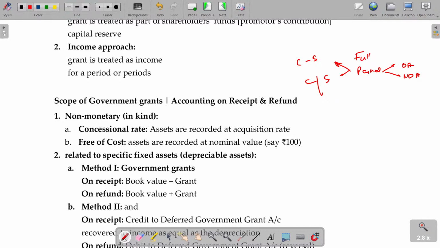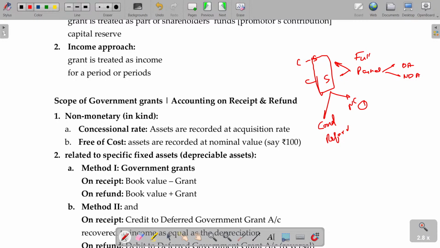The other case: what happens to the subsidy, sir? Condition attached, or non-conditional. If you fail the condition, you have to refund. No condition, so not required to refund. Then there may be chances of non-fulfillment of the condition and you are supposed to refund. How can you handle the case of refund? This is one part. If you are able to understand all these aspects, the government grants chapter is over.